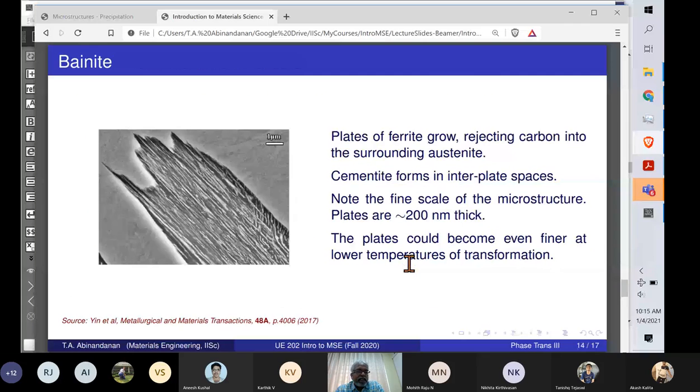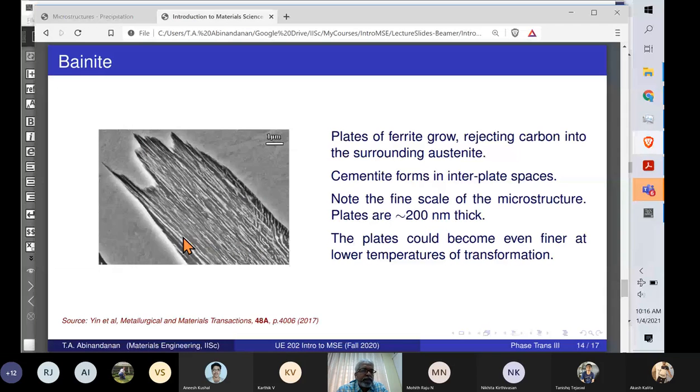Bainite is another combination, another microstructural feature, just like pearlite. In the case of pearlite, they were alternating lamellae. In the case of bainite, here is a bainite cluster, as it is called, and it is composed of plates of ferrite, which are all running parallel. There's a whole bunch of plates.